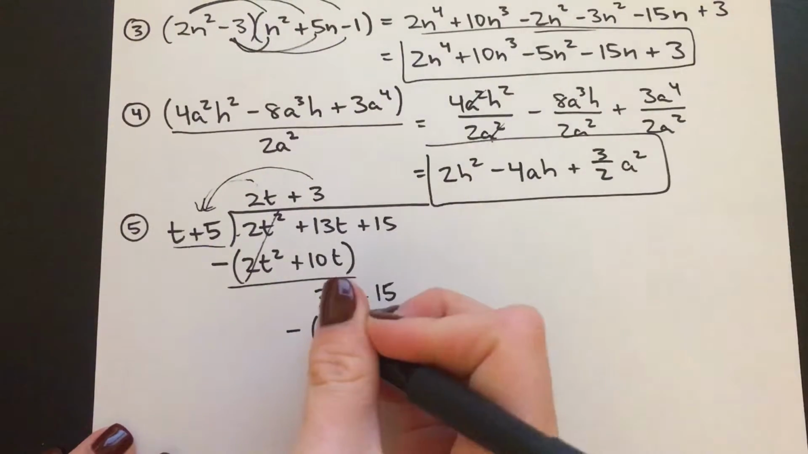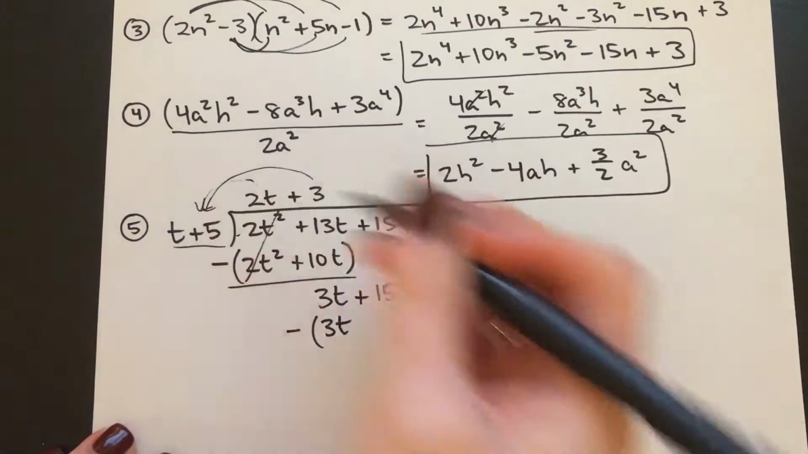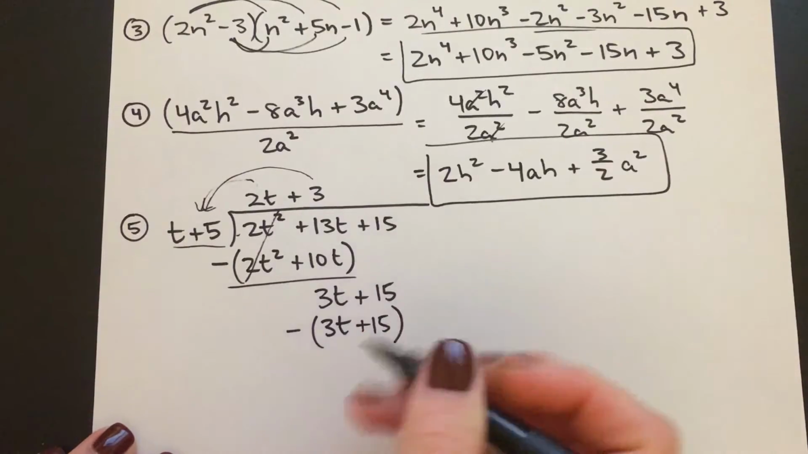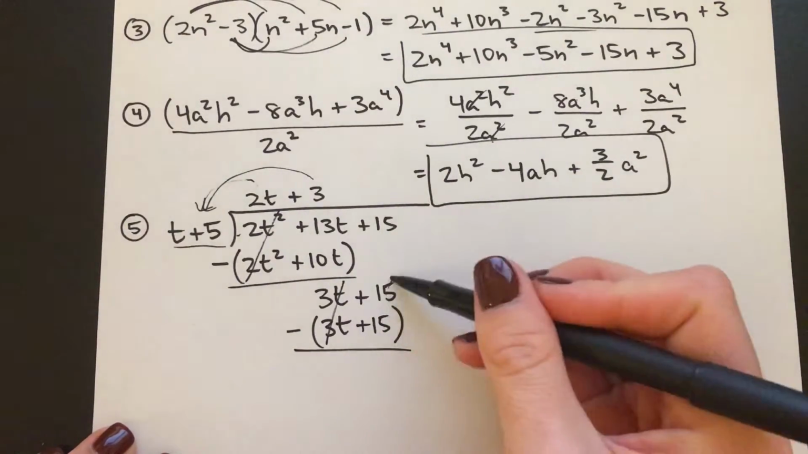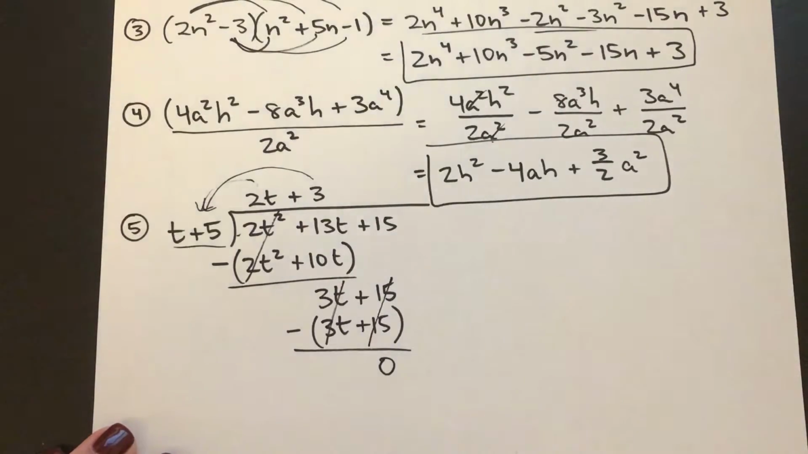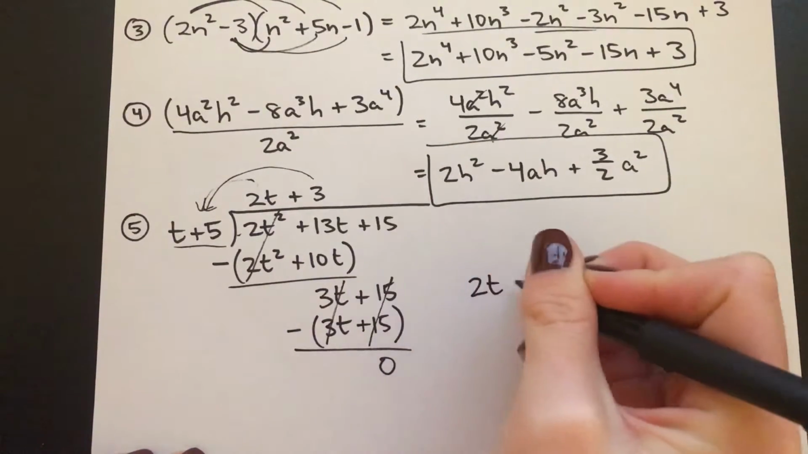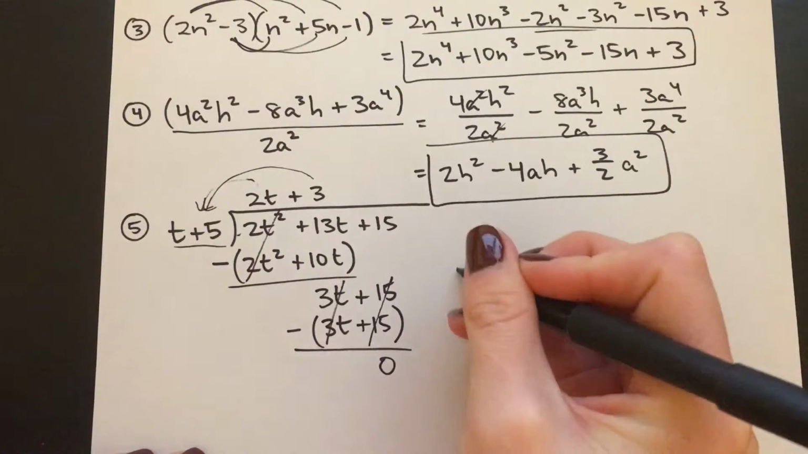So 3 times t is 3t. 3 times 5 is 15. And carefully subtract. So 3t minus 3t cancels. 15 minus 15 also cancels, so that would be 0 for a remainder, which means it divides evenly. There is no remainder. So our answer would be 2t plus 3.